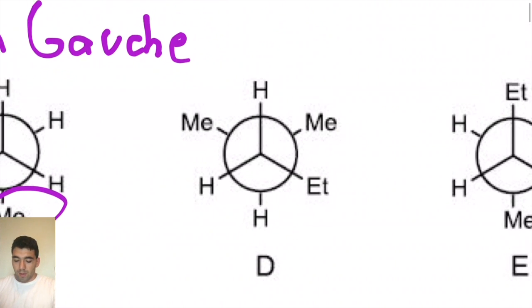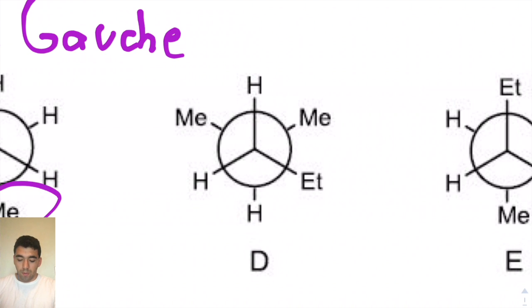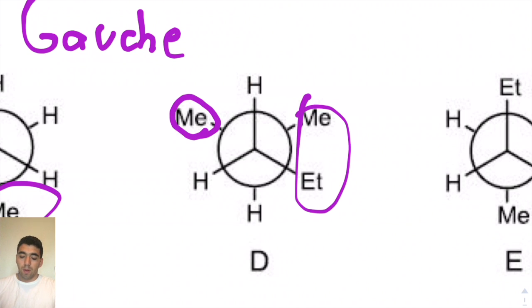So we'll look at D now. We have a methyl and an ethyl bumping into each other, and a methyl at the anti position. Again, we usually want the ethyl to be at the anti position because we want the bulkiest one with more carbons as far away as possible. So here again we have an ethyl and a methyl gauche.